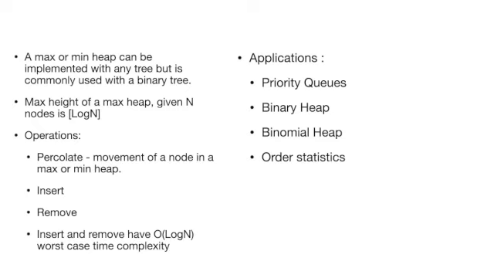A max or min heap can be implemented with any tree, but is commonly used with the binary tree. I think I mentioned that in the slide before. The max height of a heap given n nodes is log n. Common operations for heaps are the percolate movement of a node in a max or min heap, and the insert and remove functions, and insert and remove have an O(log n) worst case time complexity. Common applications of heaps are priority queues, binary heap, binomial heap, and order statistics. We're going to breeze over a few of those.